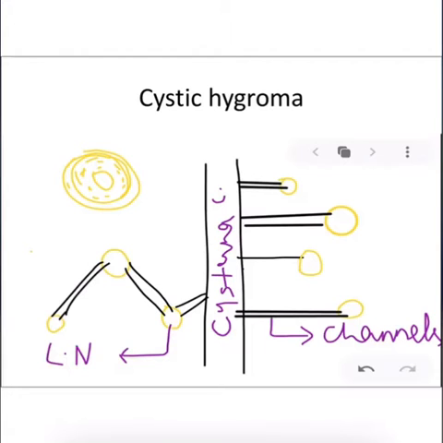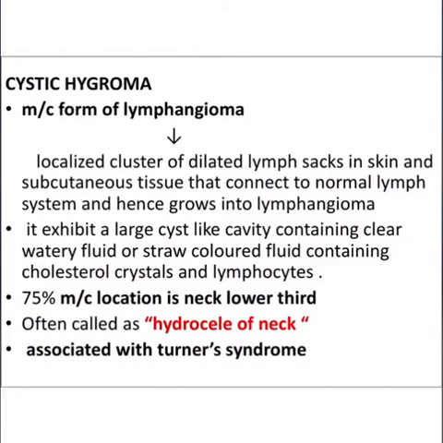Now the cystic hygroma. It's the most common form of lymphangioma, made up of lymphatic vessels.